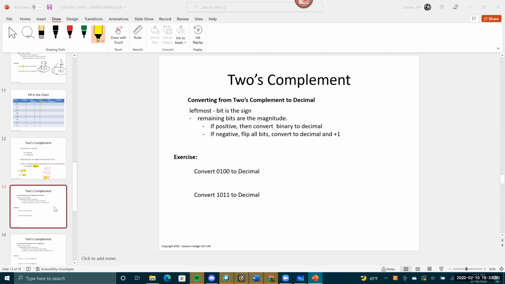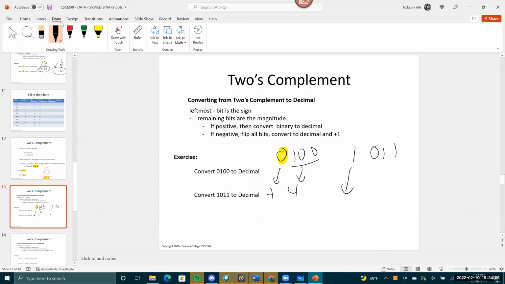Okay, so let's do this. The positive number is straightforward. 0, 1, 0, 0, just like before. This is positive, and this would be 4. When it's negative, there's a little more work involved. This means it's negative, and because it's negative, you need to flip these bits. So this becomes 1, 0, 0, and then 1, 0, 0 plus 1 is 1, 0, 1. So 1, 0, 1 is 5. So it's positive 4 and negative 5.